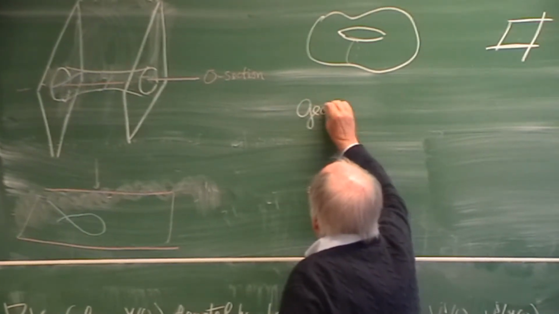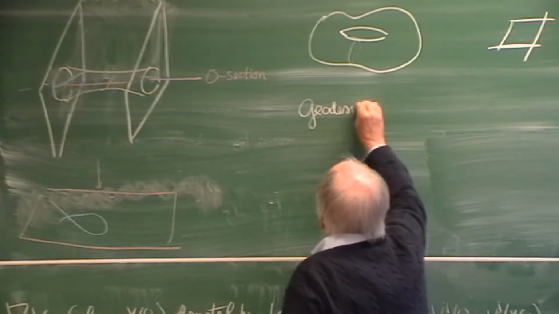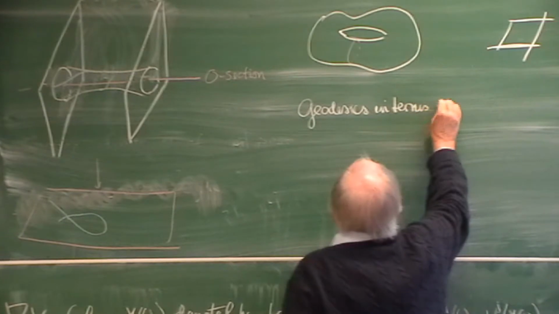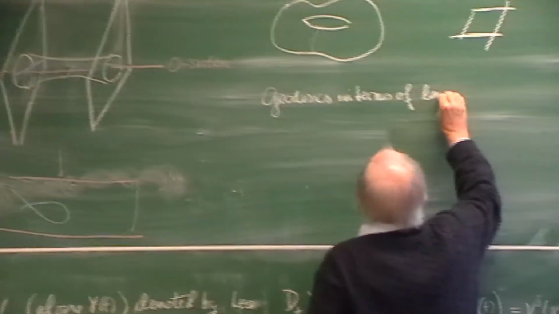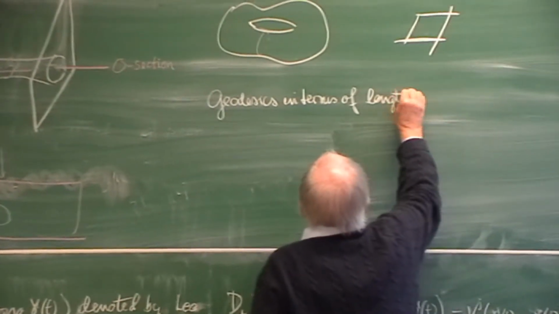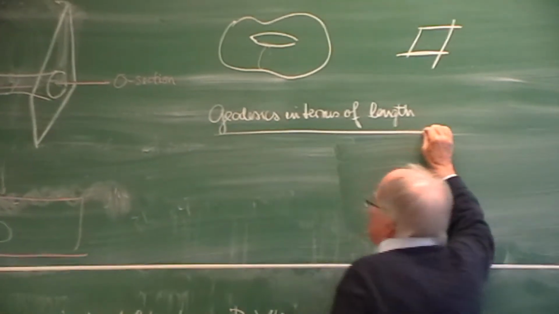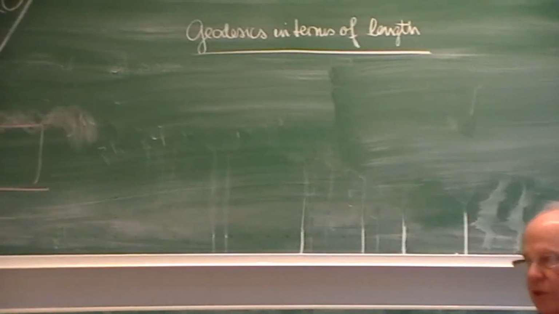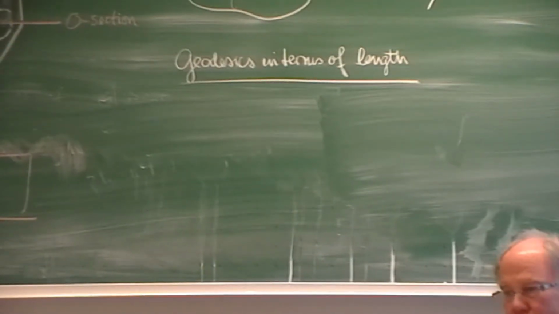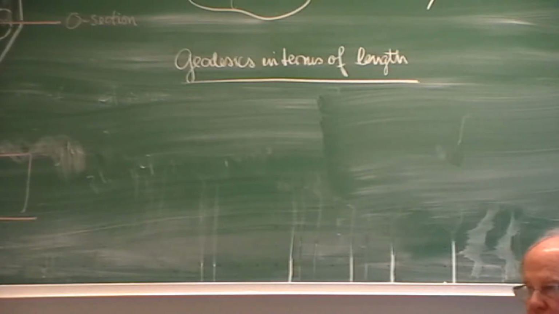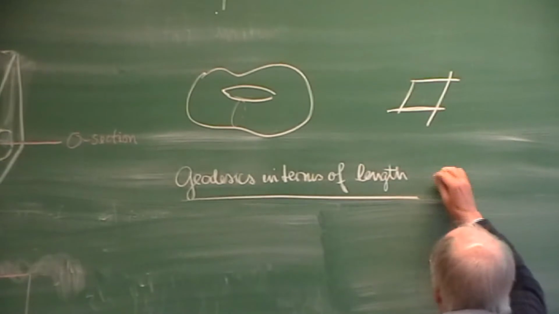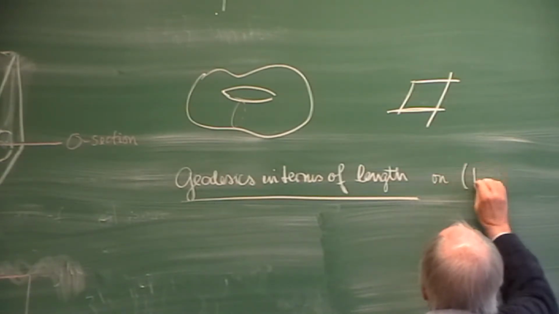So geodesics, in terms of length. I mean, I think that's what we all think of when we think of geodesic, the shortest curve, length of the shortest curve, right? So the setup that we have here is we have G's on a Riemannian manifold.